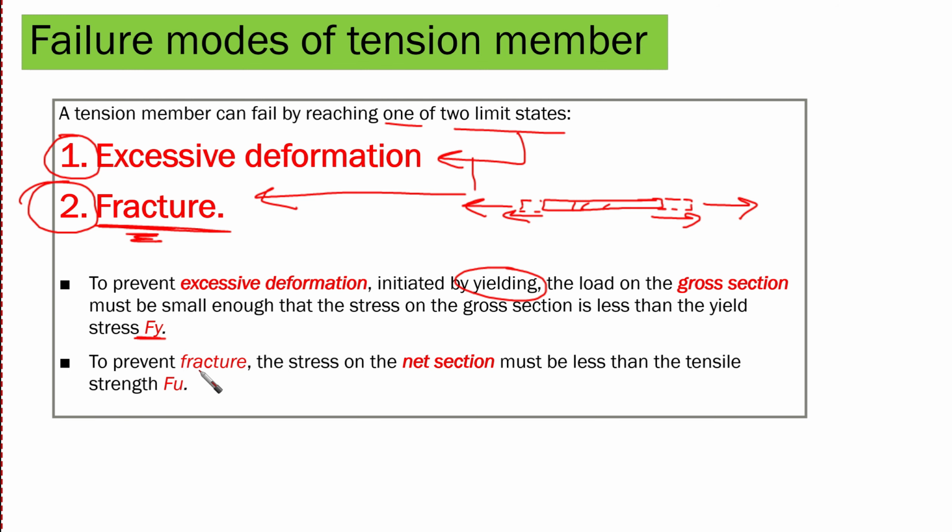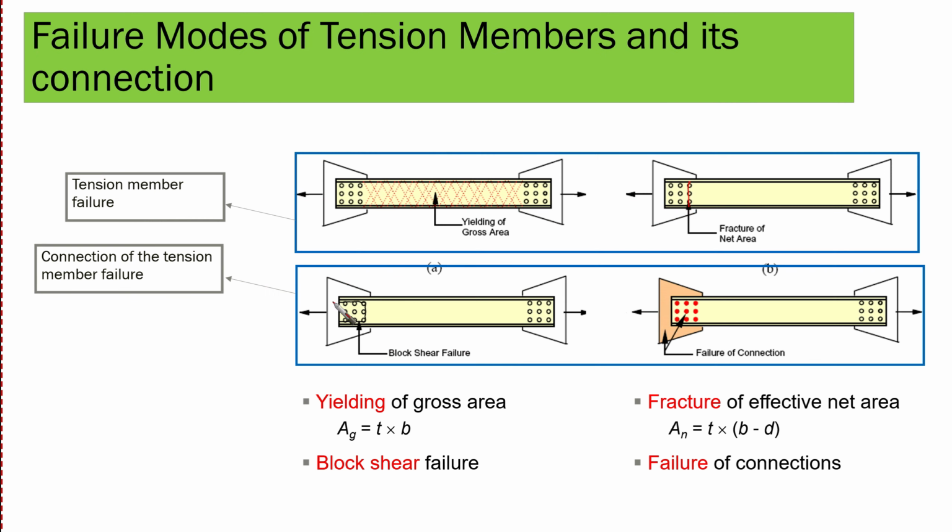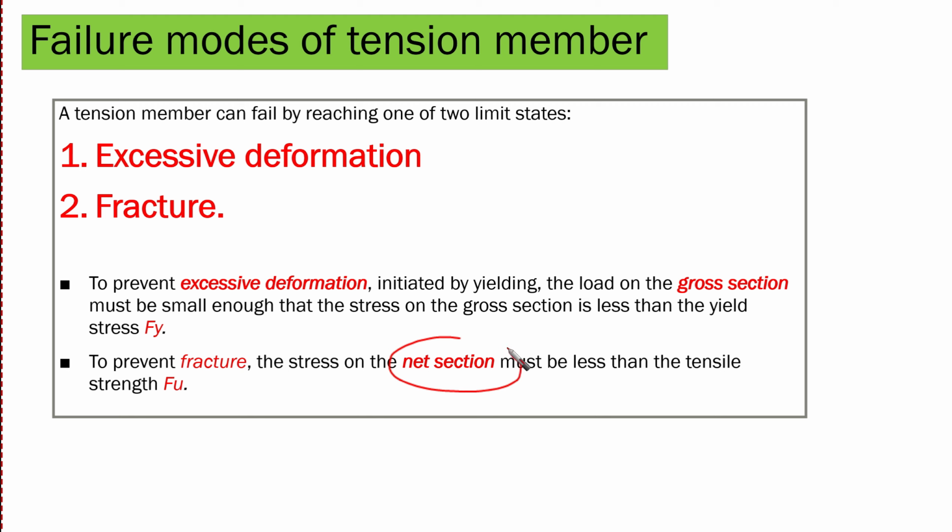And number two, to prevent fracture, we check the stress on the net section. So take care of this: in the excessive deformation limit state, we were talking about the gross section, which is in the middle, for example, of the element. However, whenever we are talking about fracture, we are talking about the net section. Where is the net section? Let's go back here. This is the net section at the bolts area. So in this case, the net section is going to be our concern. Fracture is going to be our main limit state here.